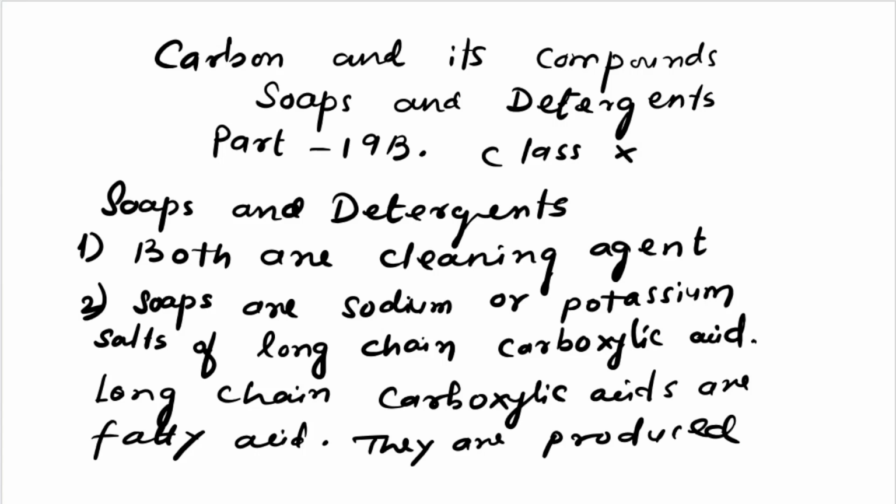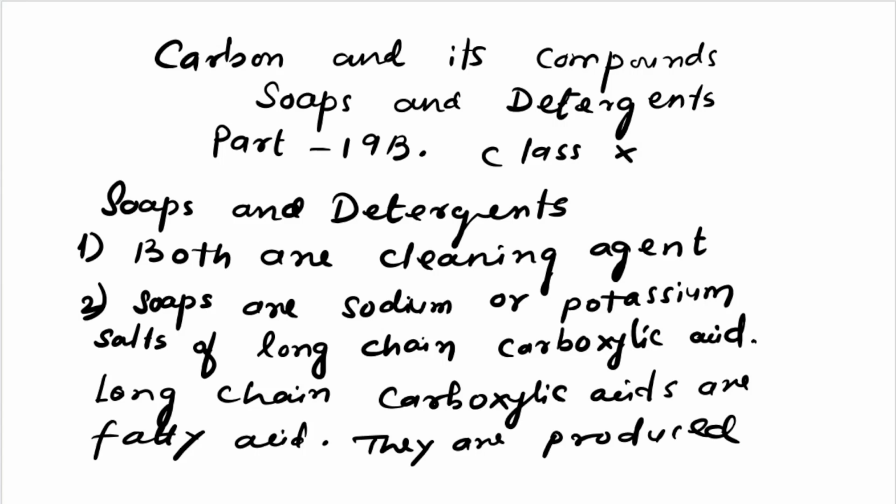Now this is the chapter Carbon and its Compounds of class 10th. In this chapter there is a small chapter known as soaps and detergents, and the part is 19B. So first we should know soap and detergent. How can you know them in a common way?